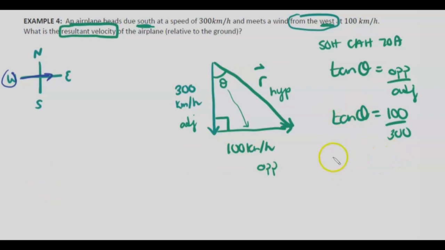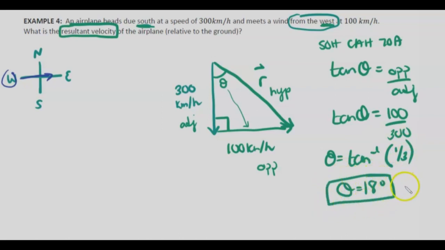So theta is going to be the tan inverse of 100 over 300, which is just 1 over 3. So theta is going to be 18.4. Let's just round to 18 degrees. So in this diagram, theta is going to be 18 degrees. Let's come back to that. Let's talk about the magnitude now.